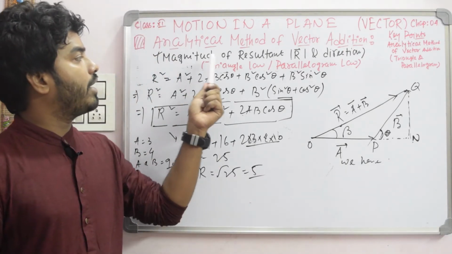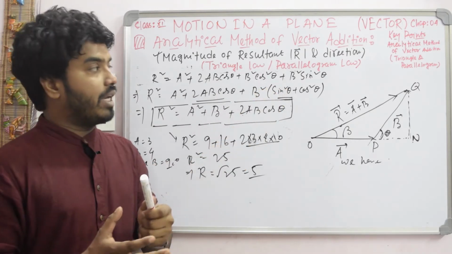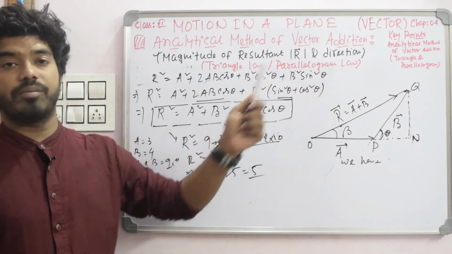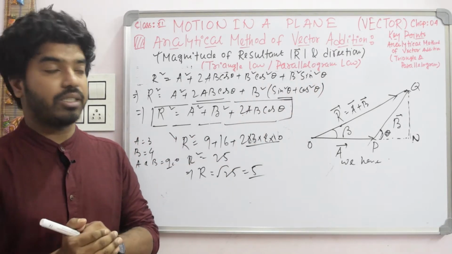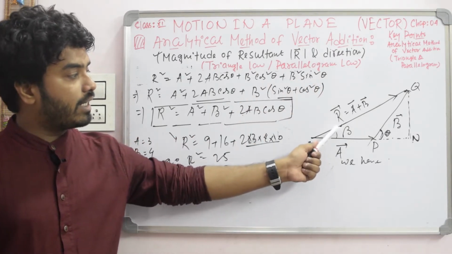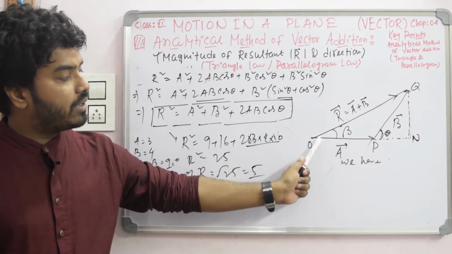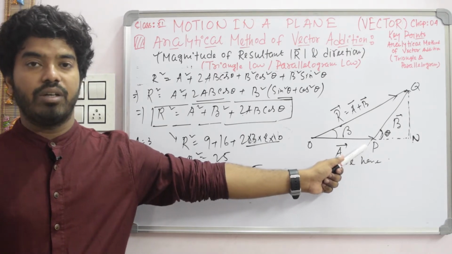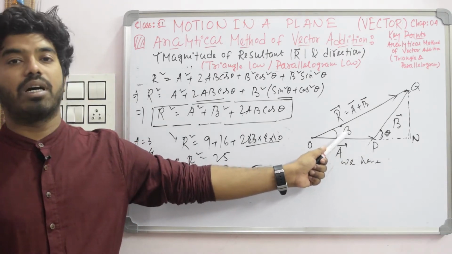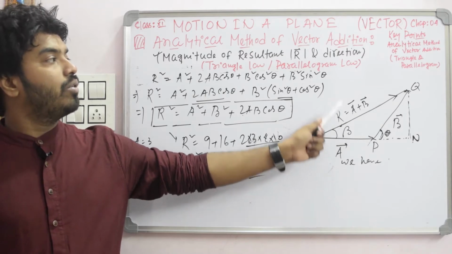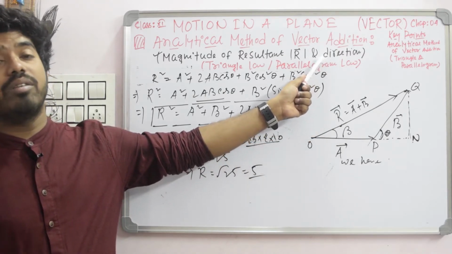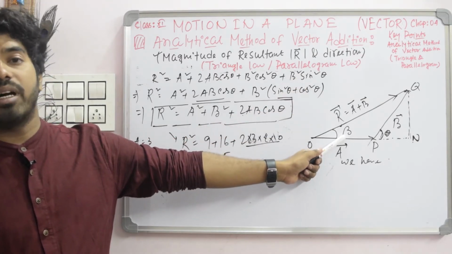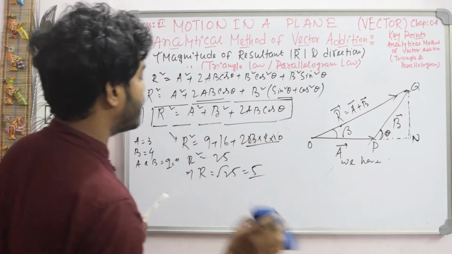Okay, so this is our first expression. We just explained the magnitude of resultant R. Now we have to give the expression for its direction. What will be the direction? You just see here, the resultant makes an angle beta with this vector, this A vector. So for finding direction we have to find the value of beta. When the question asks what is the direction, that means we have to give the value of beta.